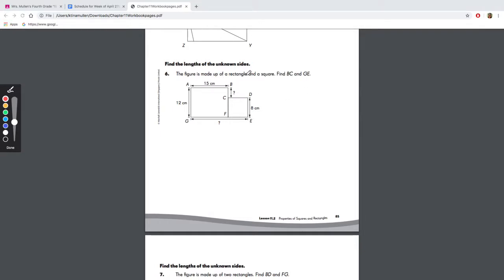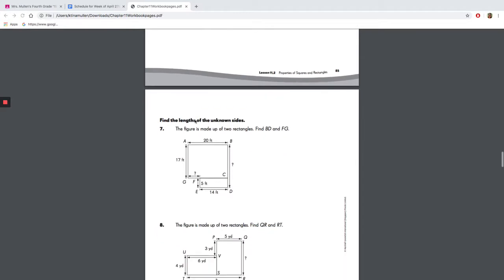This says the figure's made up of a rectangle and a square. Well, here's your rectangle, and here's your square, right? So we know that this side is 8, this side is 8. Let me make my marker a little skinnier. This side is 8. So you would want to do 15 plus 8, right? This is an 8 to get your total right here. Okay?